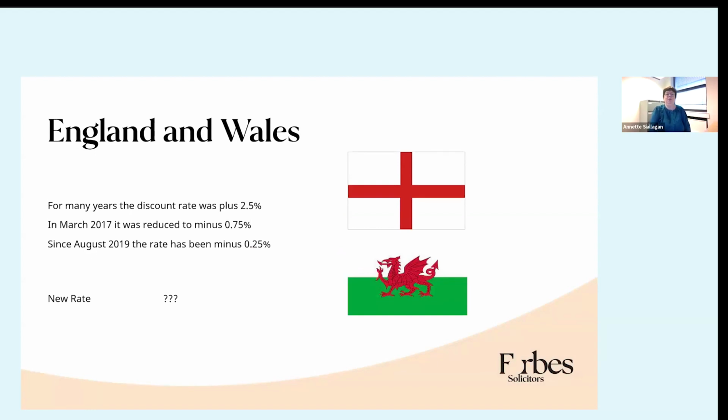So what's the position with England and Wales? Well, for many years, the discount rate was plus 2.5. That was originally set in 2001. Then in March 2017, it was reduced to minus 0.75%. And then again, it was amended in August 2019 to minus 0.25%. So we do not know what the new rate is going to be. That rate is about to be announced by the Lord Chancellor.